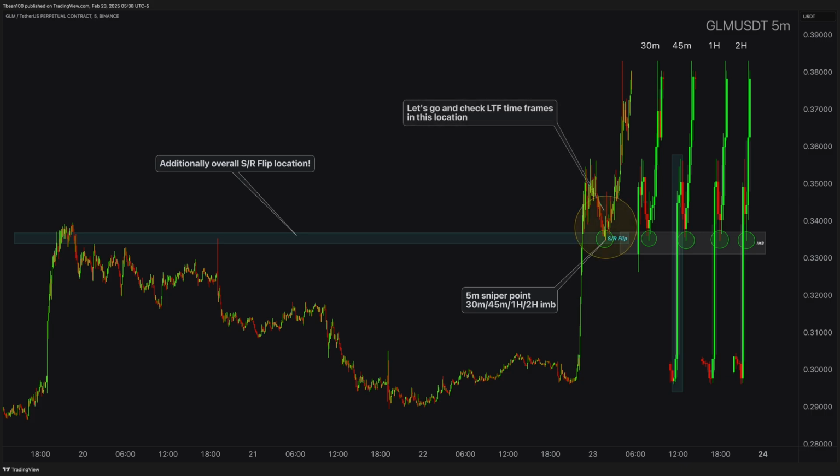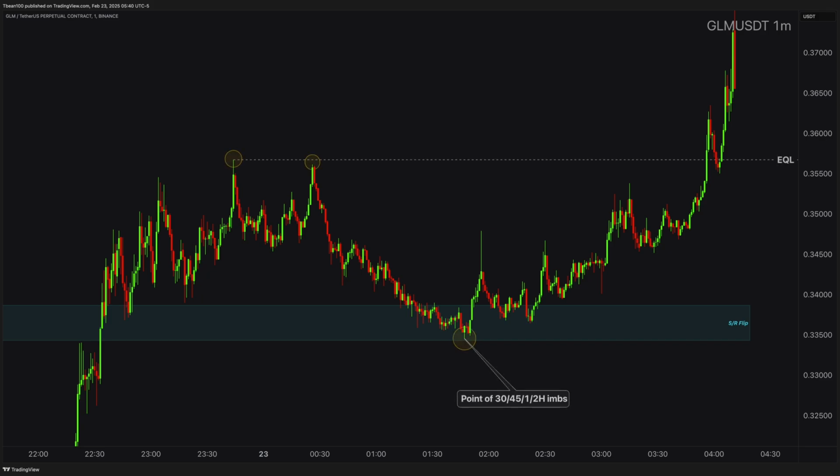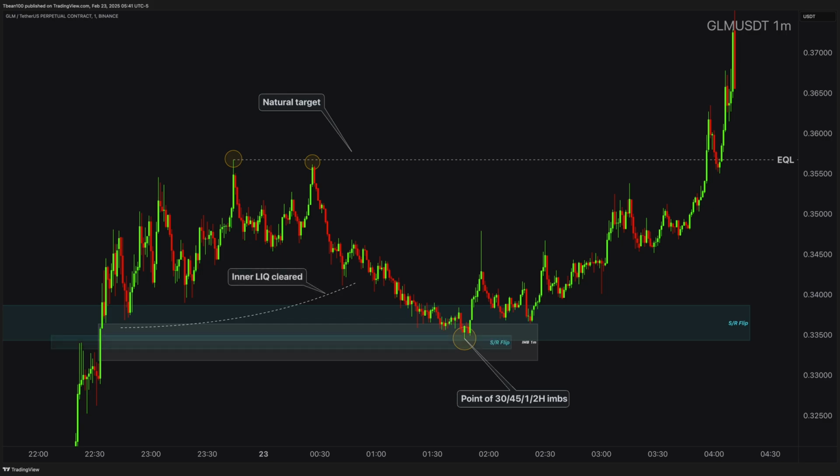Let's go down to lower time frames on this specific location and talk further. In this 1-minute chart, we know that this is the area where we will be seeking entries. The first interesting thing is these equal highs above as our natural target. So this is a reason for the price to go up. The price also hits this inner 1-minute imbalance after clearing all the inner liquidity inside.